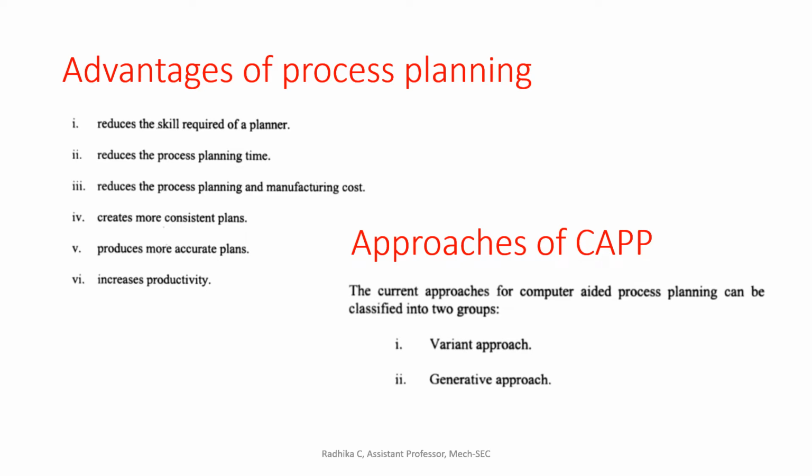So these are the following advantages of process planning. It reduces the skill required of a planner, reduces the process planning time, reduces the process planning and manufacturing cost. It creates more consistent plans. It produces more accurate plans, and finally it increases productivity. The approaches of computer-aided process planning are categorized into two groups: variant approach and generative approach.